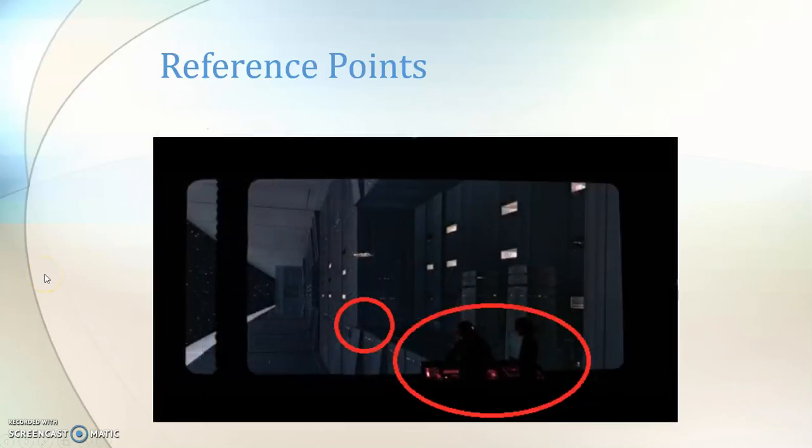So in this clip, two reference points that I picked out are this corner here where the wall meets the floor, and also these two guys right here. So you can see the ship moving past them, and that makes them a good reference point.